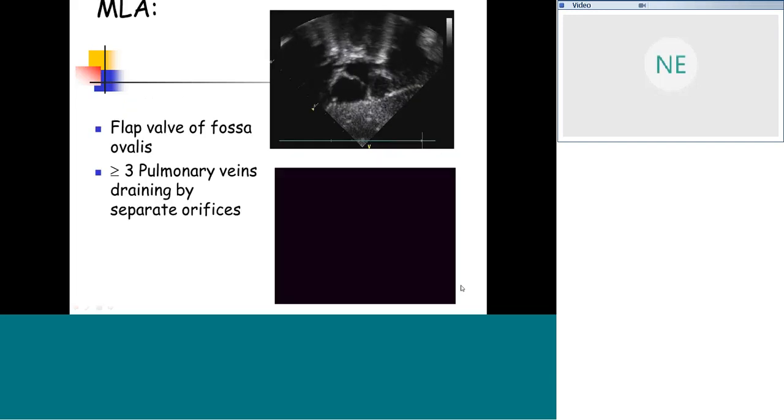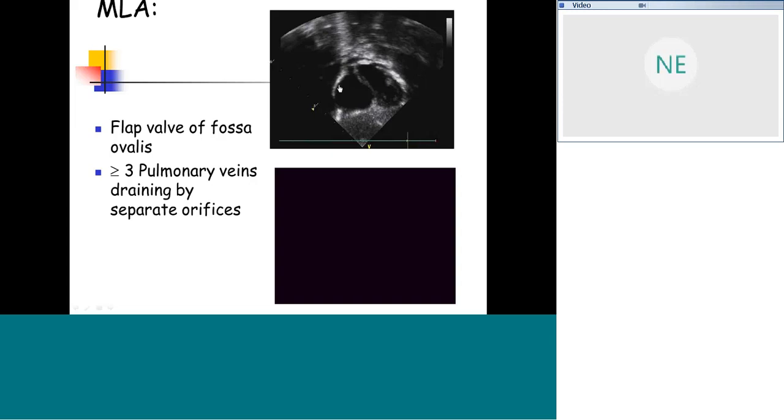So now coming to the morphological left atrium, how do we decide which is the left atrium? As we saw, the flap of the foramen ovale protrudes into the left atrium. This is a very easy way in fetal life to decide which is the morphological left atrium, and that is the way to decide. In addition to that, in cases where you cannot see the flap of the foramen ovale, you can use the pulmonary veins.